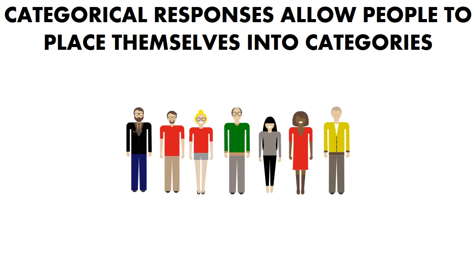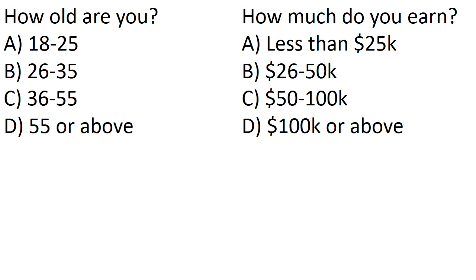Categorical responses allow people to place themselves into categories. The most common example of this is demographics: ethnicity, religion, political party. All of those things would be categories, and that would be categorical responses.